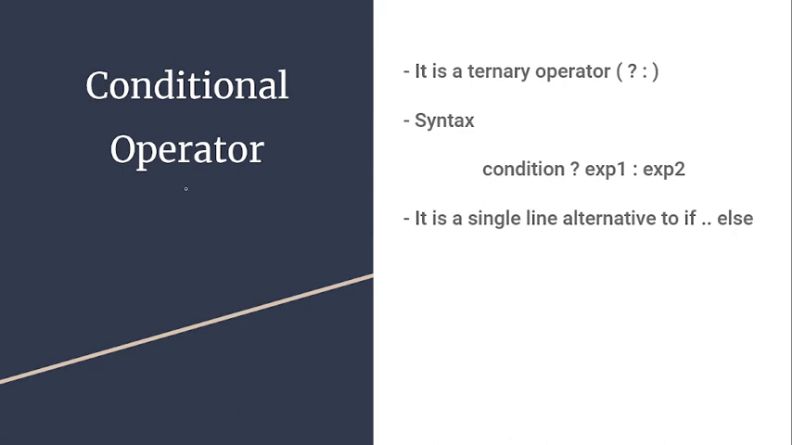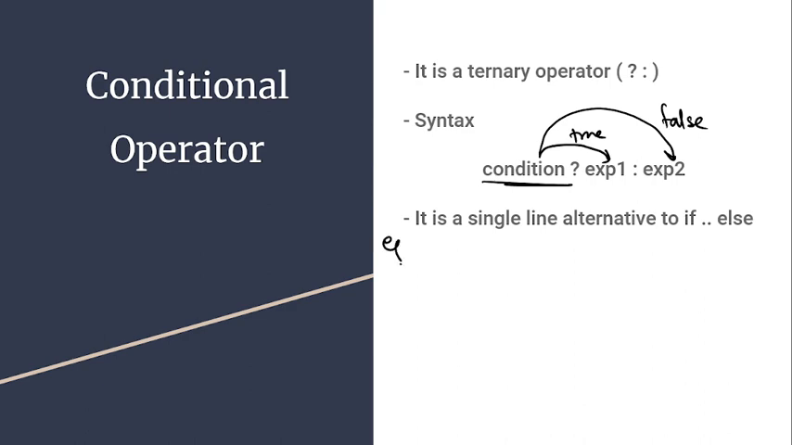So let's look at the next conditional operator. It's the only ternary operator given by C# also. This is the basic syntax. It's a single line alternative to if else. So it's like check the condition. If the condition is true, then you will execute expression 1. If the condition is false, then you will be executing expression 2. So the value of the full expression would be the value of expression 1 if the condition is true, or else it will be the value of expression 2.